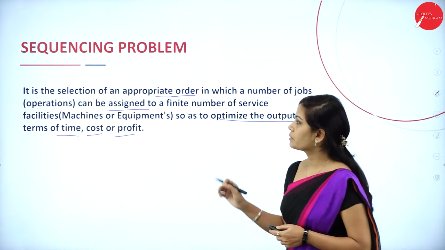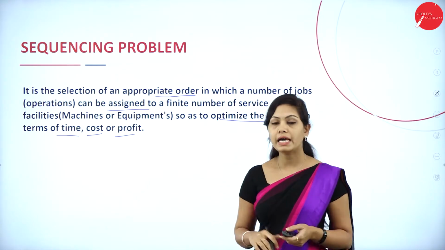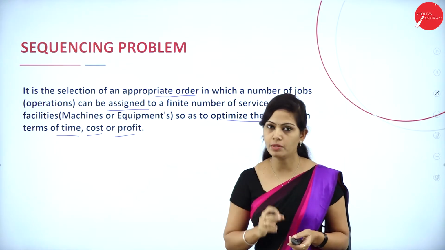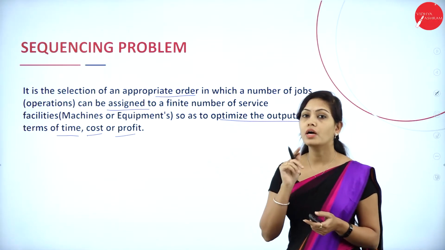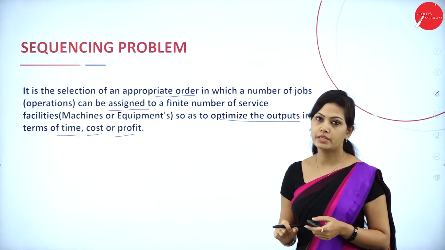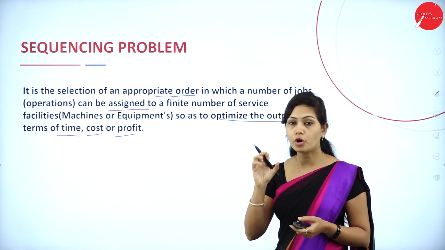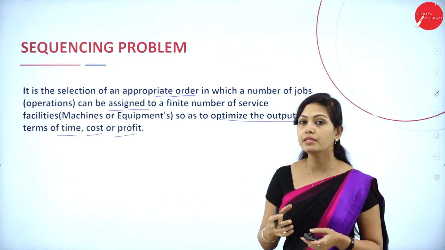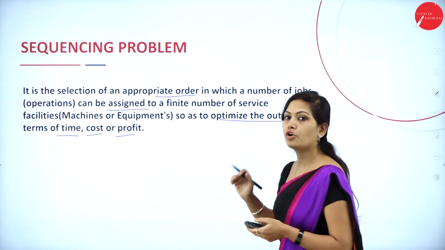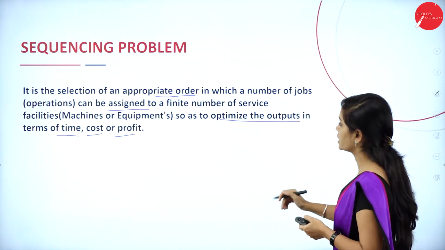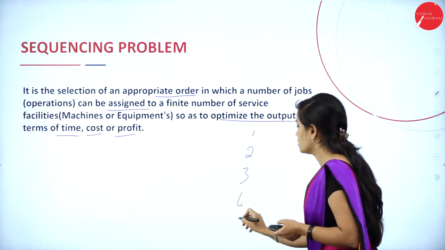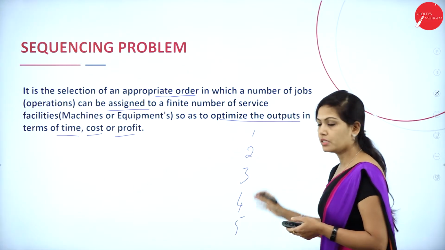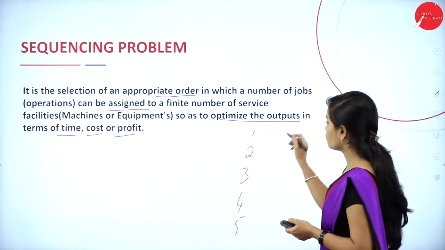So this sequencing problem is a problem solving technique used to find the sequence or ordering of the project. For example, you have 5 jobs here. So the number of jobs is 5.